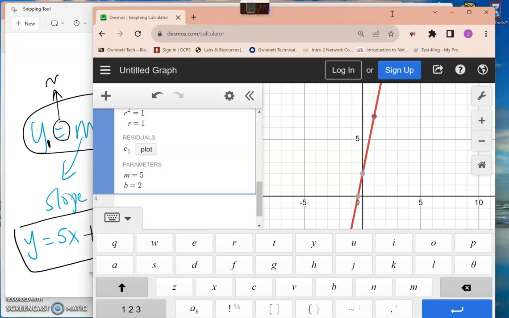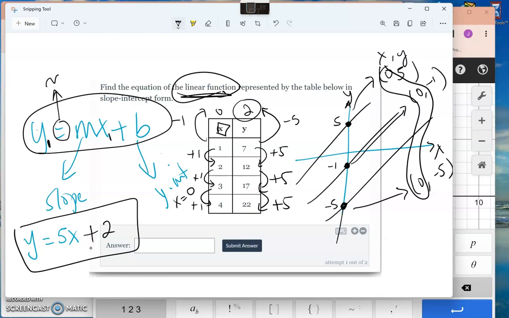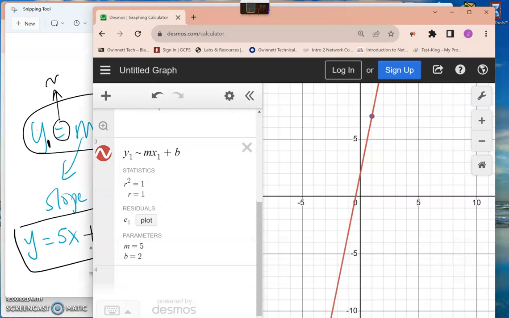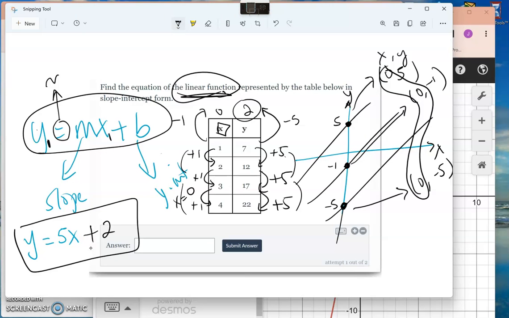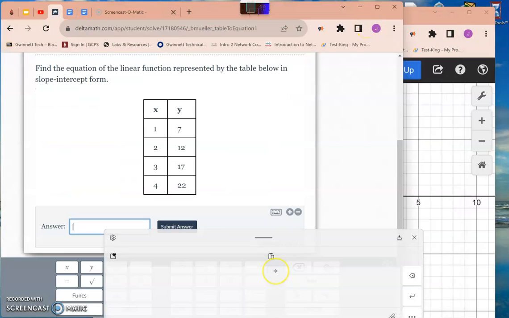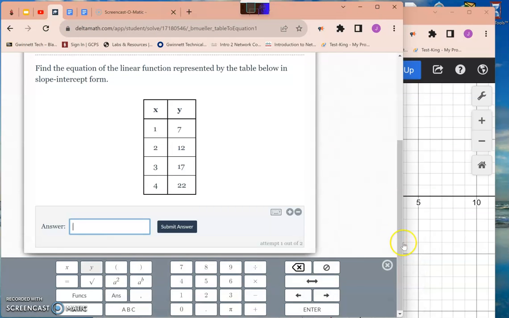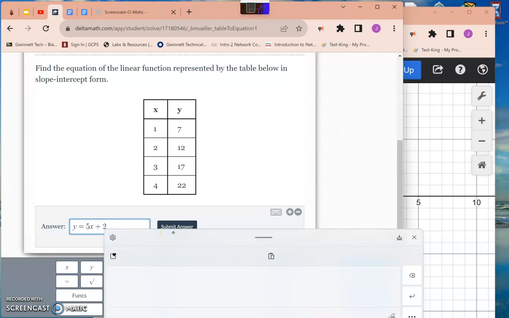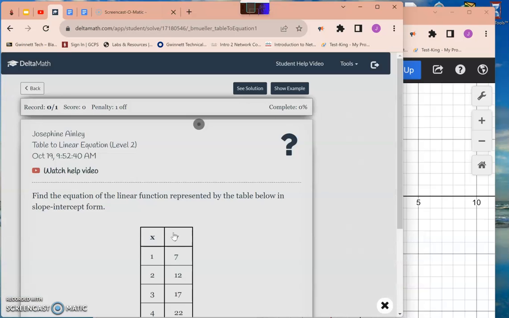And it's going to give you what your slope is, which is 5, which makes sense, and your y-intercept was 2. So if the table is not as easy as this, in other words, it's not changing constantly on both sides, then go ahead and just put it in the calculator and see what it is. All right, so that will be my answer, y equals 5x plus 2. All right, so you hit submit.